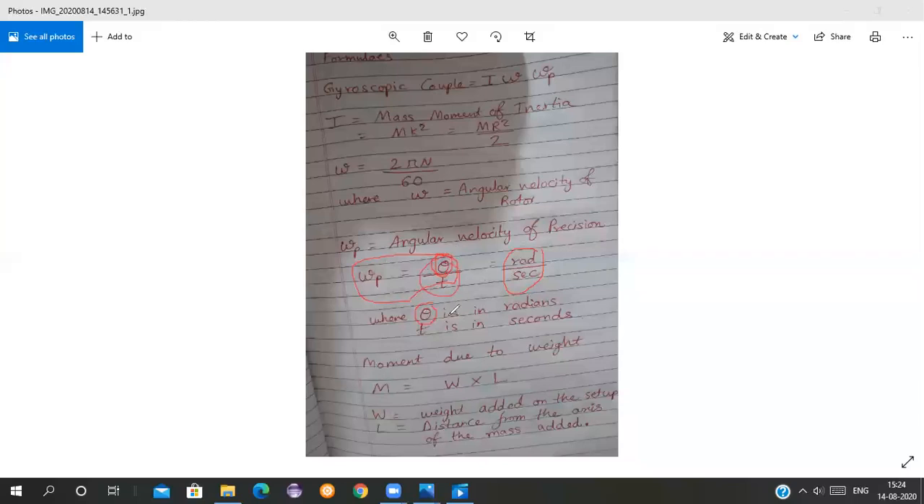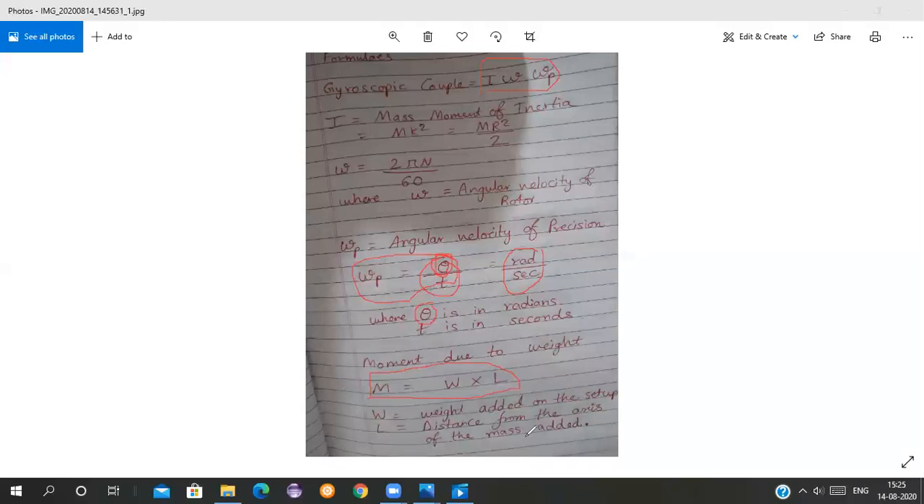Once you have found omega p, we will put it in the formula for gyroscopic couple, C is equal to I omega omega p. Then we will get the value of the gyroscopic couple. That we will verify with the moment due to weight. This moment created due to the weight should be equal to the gyroscopic couple. The weight added on the setup we can take as 1 kg, and L is the distance from the axis of the mass, which we can take as approximately 15 centimeters.